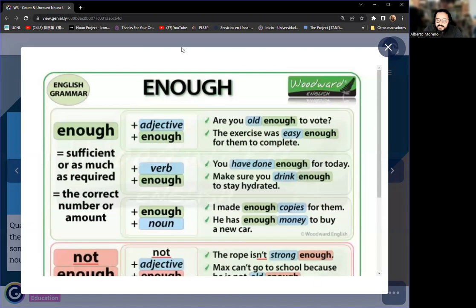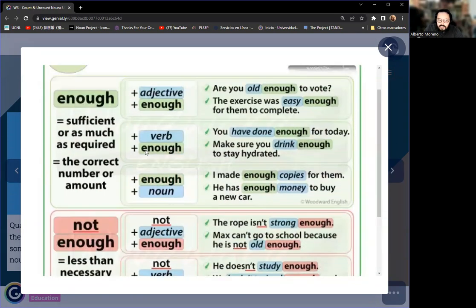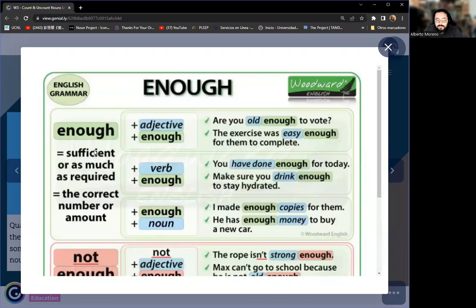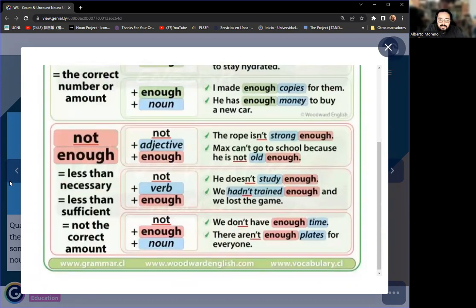Okay. Enough es el cuantificador que nos sirve para hablar de que algo es suficiente. Okay. Que tenemos suficiente de eso. Ahora, también se puede utilizar de forma negativa para hablar de que algo no es suficiente. ¿Ok? Si es afirmativo, nos indica que es suficiente o es la cantidad requerida de esa cosa, de ese sustantivo. Mientras que si utilizamos not enough, no es suficiente. Estamos hablando de que es menos de lo necesario, o no es la cantidad correcta.